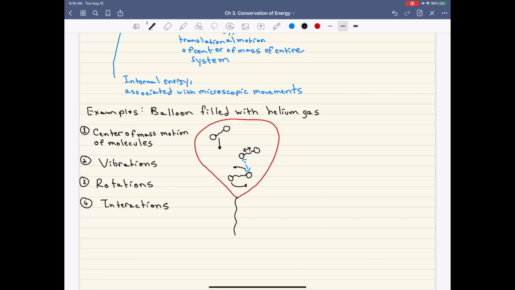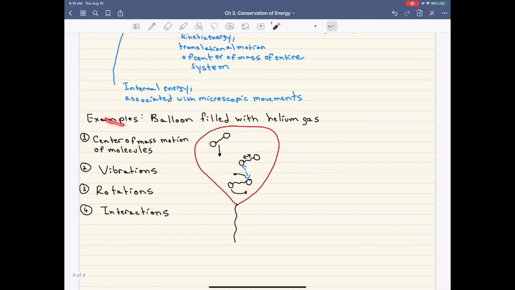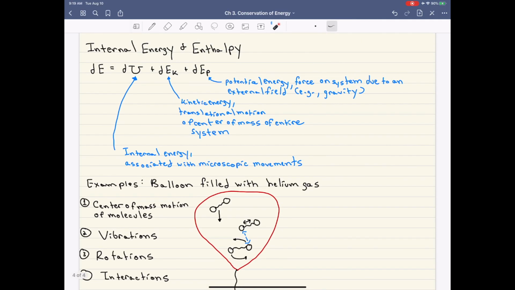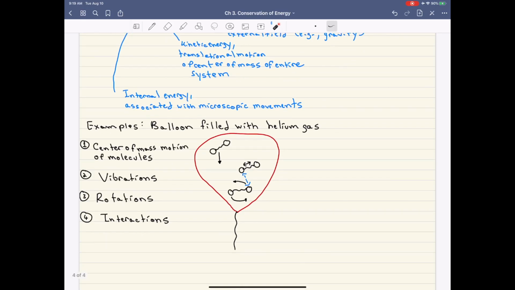All right, so we have 4 different types of microscopic movements that we need to consider. And all 4 of these types of microscopic movements are what's captured in our internal energy term. Because these microscopic movements are happening at the microscale, we really can't see them with our naked eye. But we still can get a sense of what the internal energy of a system is through another one of our senses. Specifically, we get a measure of the internal energy of a system by looking at its temperature. What's the temperature of that helium gas? What's the temperature of the entire balloon?